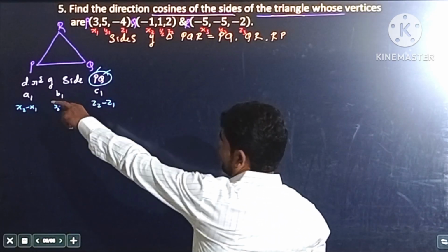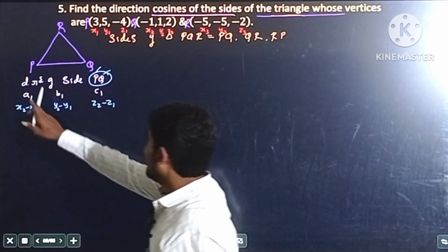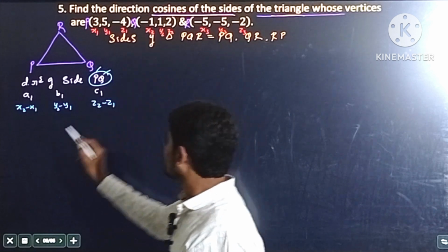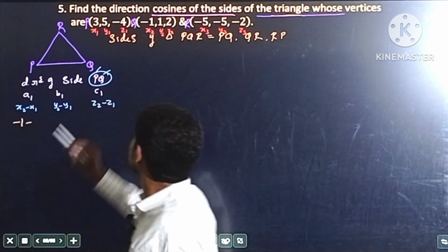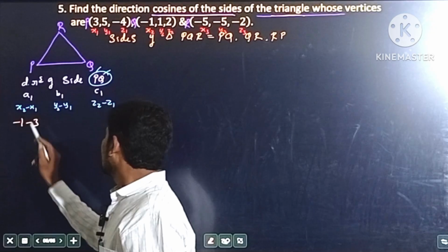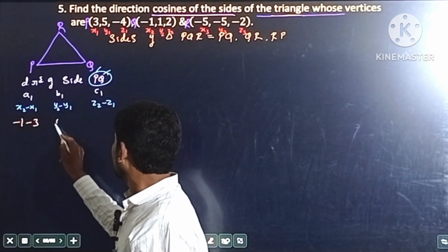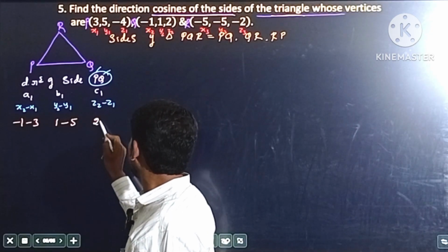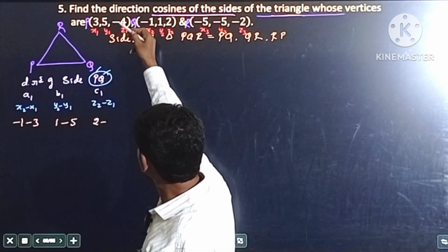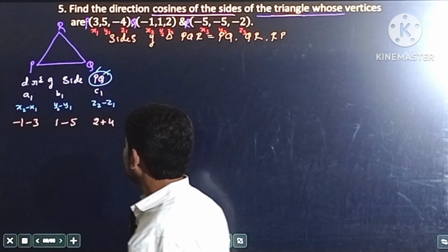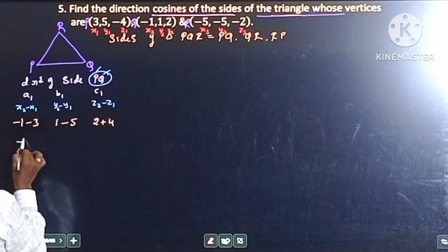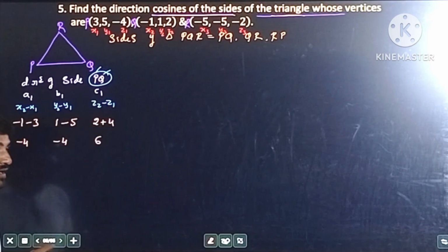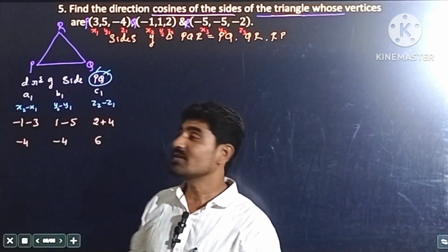Now see here, for the direction ratios of the side PQ, the value of A1 is x2 minus x1. Here the value of x2 is minus 1, so minus 1 minus the value of x1, which is 3. Similarly, y2 is 1 minus y1, which is 5, and z2 is 2 minus z1, which is minus 4, minus into minus plus 4. Therefore, A1 is minus 4, B1 is minus 4 and C1 is 6. These are the direction ratios of the side PQ.